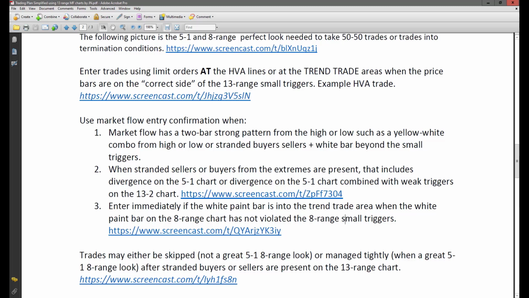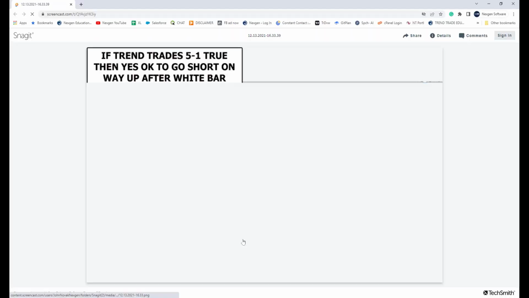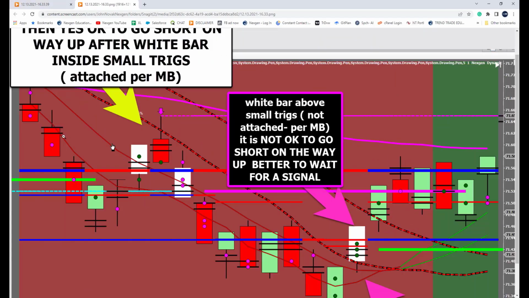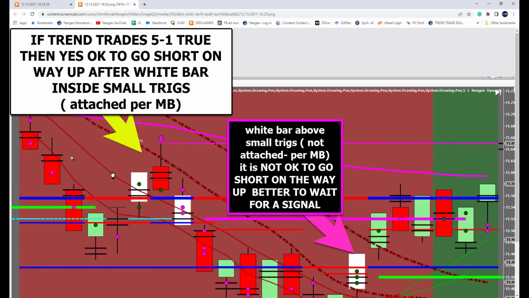You hear that? So, again, look, one of our clients, MB, is what we'll say, studied this pattern for years and years, and I mean years. He's had the market flow since 2016 when it came out. And if all of your charts are good for a 5-1 trend trade, which we won't go through the rules, if the white paint bar is inside of the small triggers going down, you can usually sell immediately after the white paint bar up, and you almost always get a signal going down.